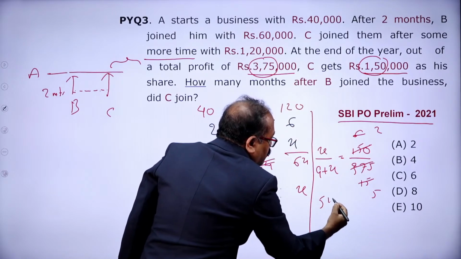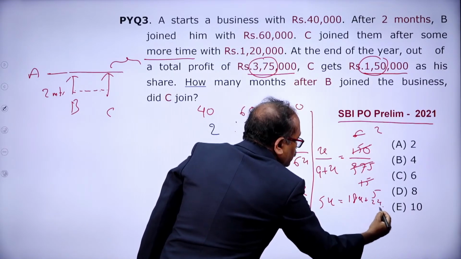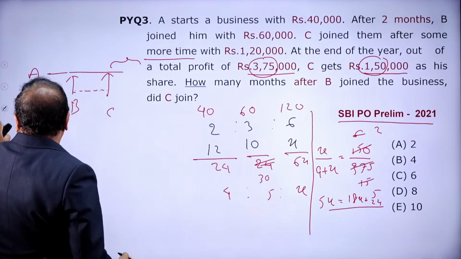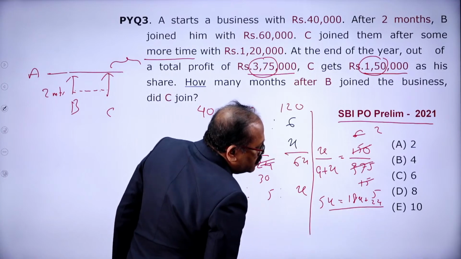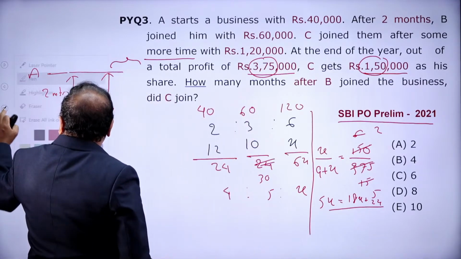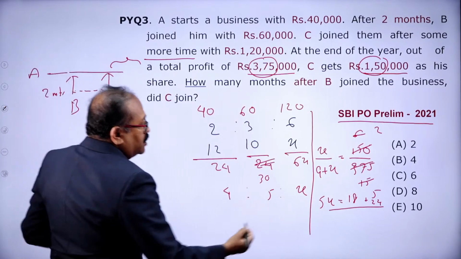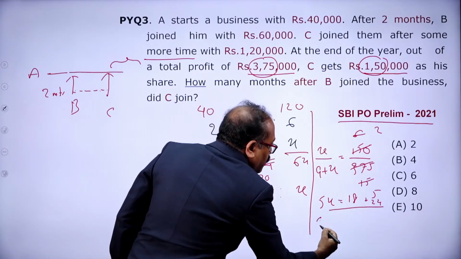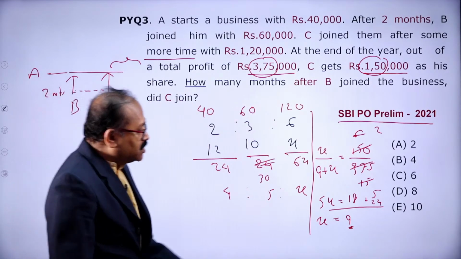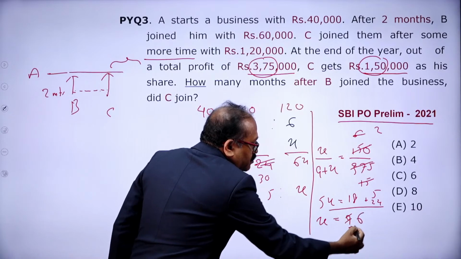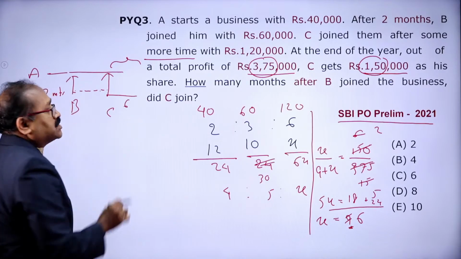So 5x is equal to 18x plus 2x. Okay. Now I'll just change the color because it seems to be clumsy. So here it is not 18x, this is 18. Now when you work out on this, you will find that 3x is equal to 18 and x is equal to 6. That means he was in the business for 6 months.